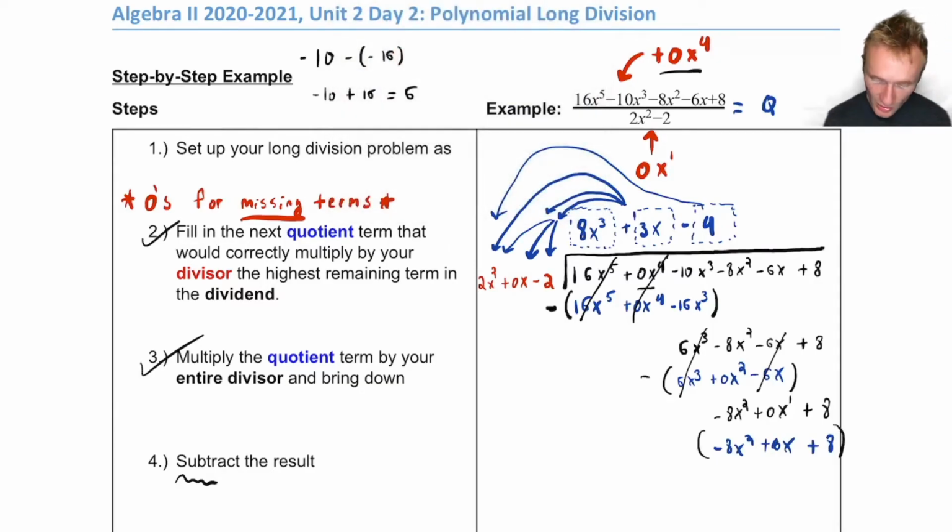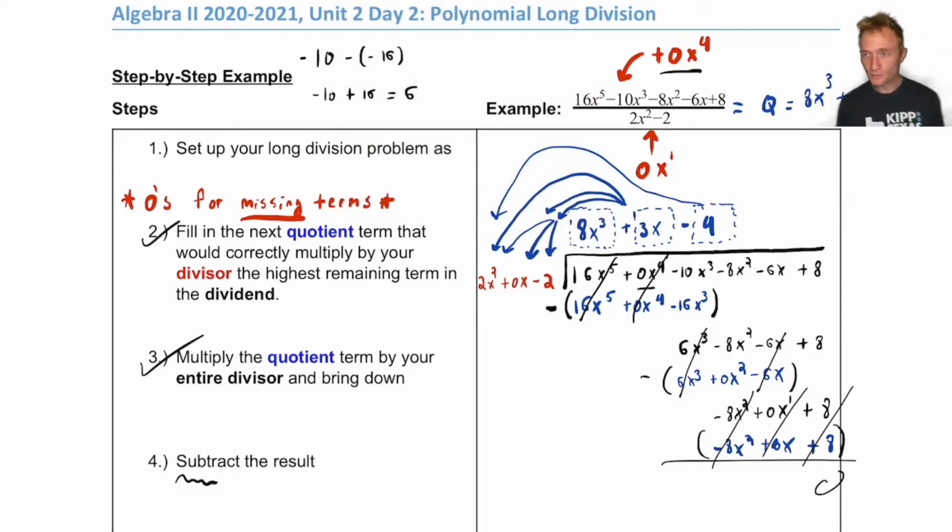Each of these will cancel. Negative 8x squareds will cancel. 0x's will cancel. 8's will cancel. We have a remainder of 0 here. So our quotient, our final answer, is 8x cubed plus 3x minus 4.